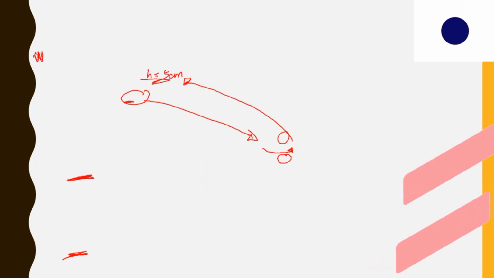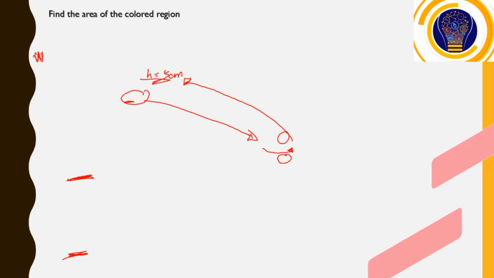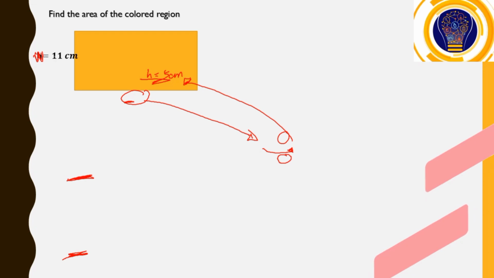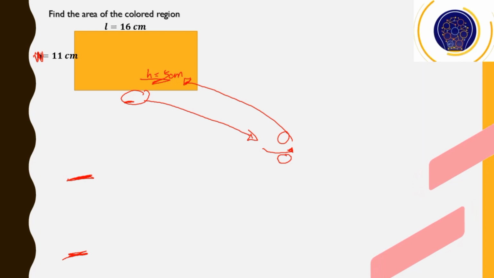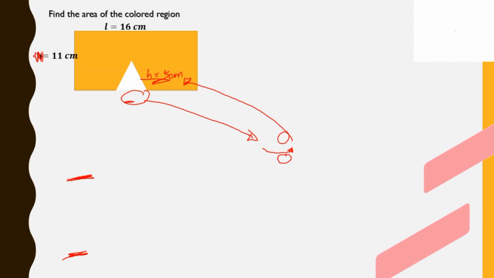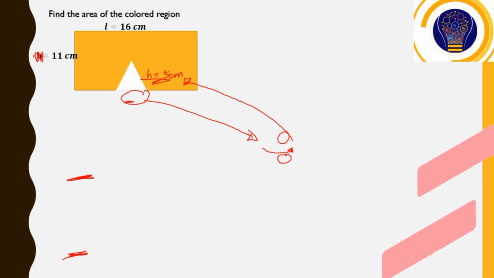Now, let's continue with another example. Now, let's find the area of the colored region. Now, we still have, again, the sheet of paper, which is 16 centimeters by 11 centimeters. And actually, this can be written as height, or para hindi malito, since it is a rectangle, pwede natin gawin itong width para hindi malito.